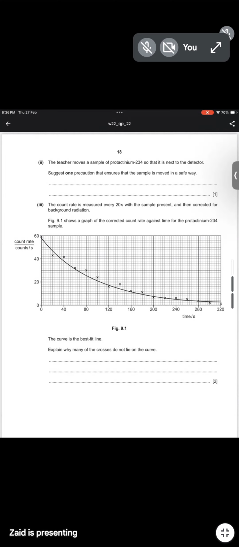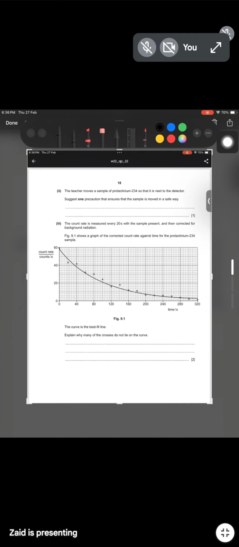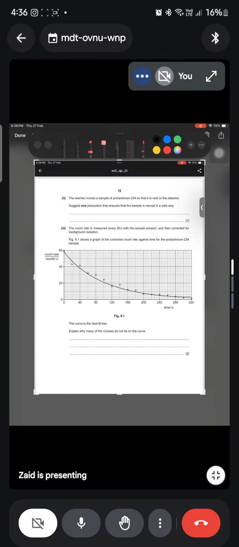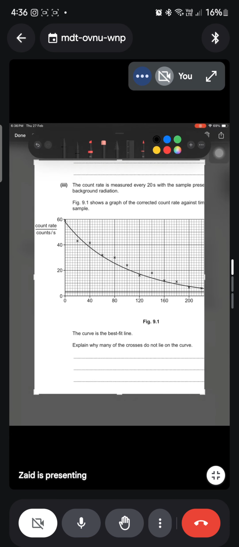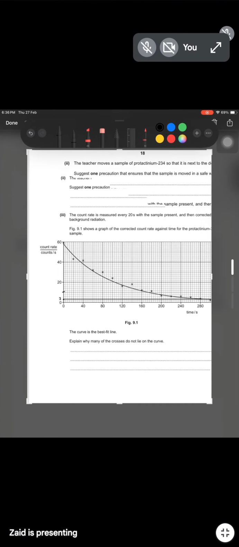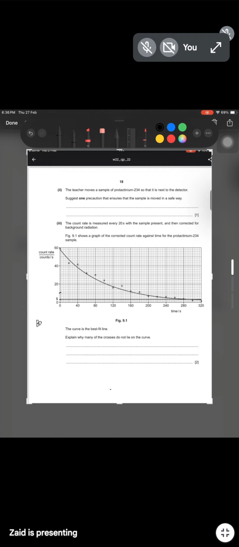Is there a background count? Yes, there is. There is background count. This is the background count. How much is that going to be? It's 3, I guess. Okay, this is 10. Okay, 4, 6, 8. It's midway 3. So background count is 3.